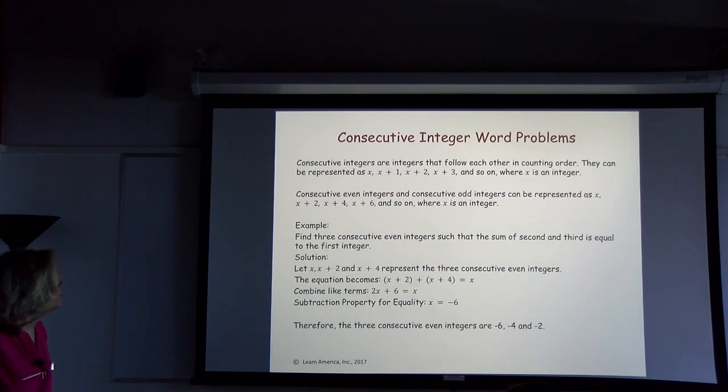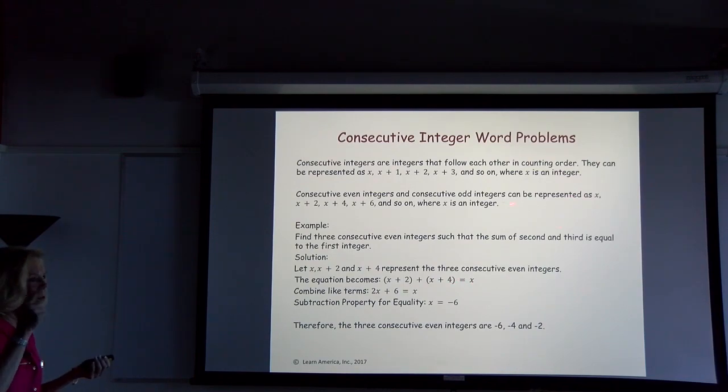Okay, consecutive integer word problems. We talked a little bit about those before, and you have, in this case, consecutive integers are x, x plus 1, x plus 2, x plus 3. Consecutive evens and consecutive odds, x, x plus 2, x plus 4, x plus 6. Okay, so that would be a typical example where the sum of the second and the third is equal to the first. So we have the second one, third one is equal to the first one.